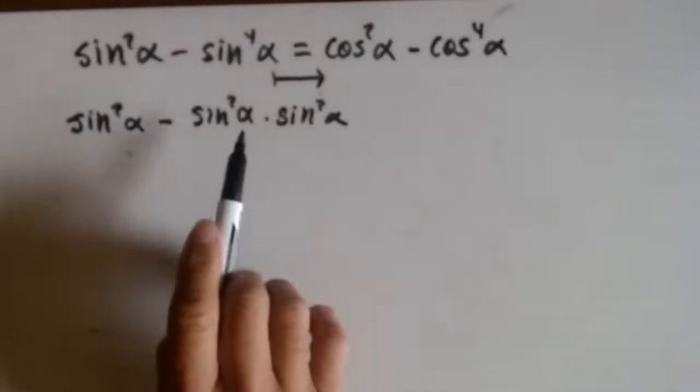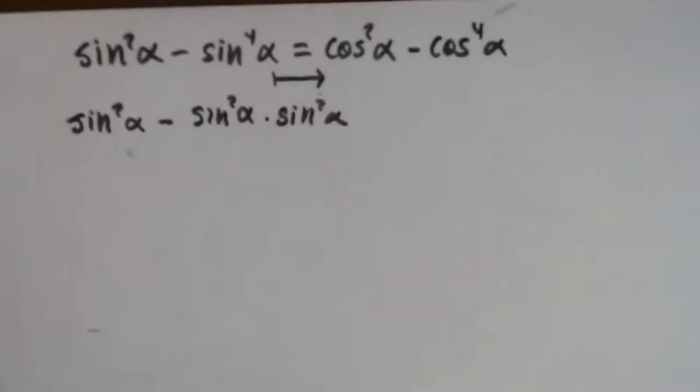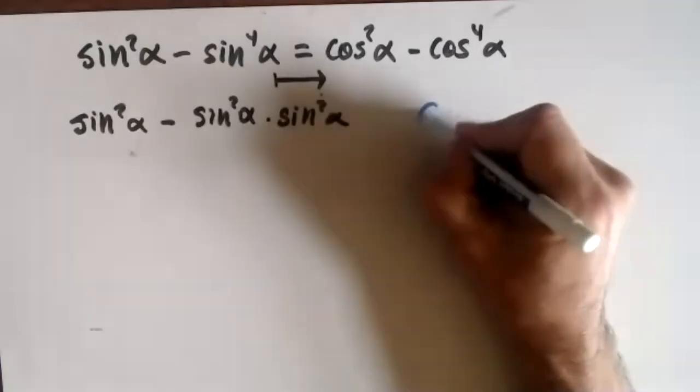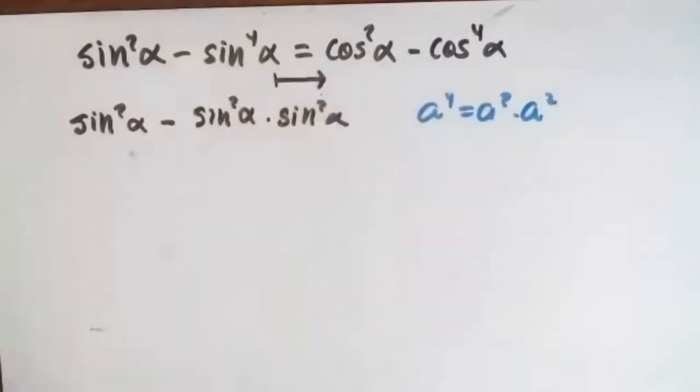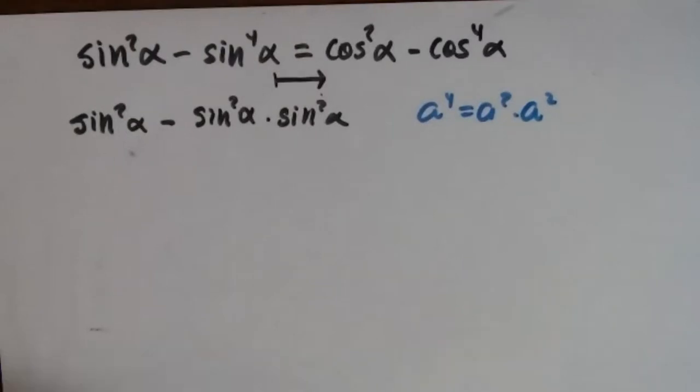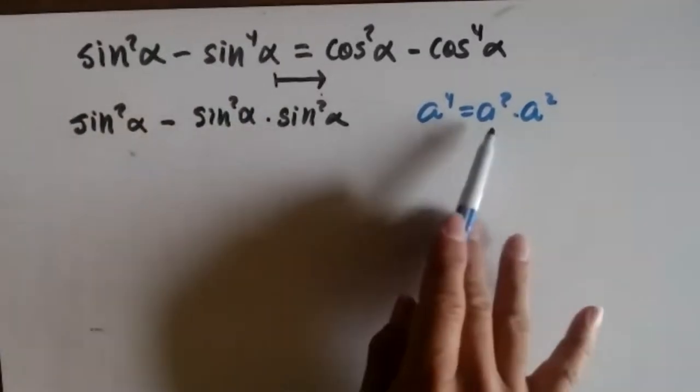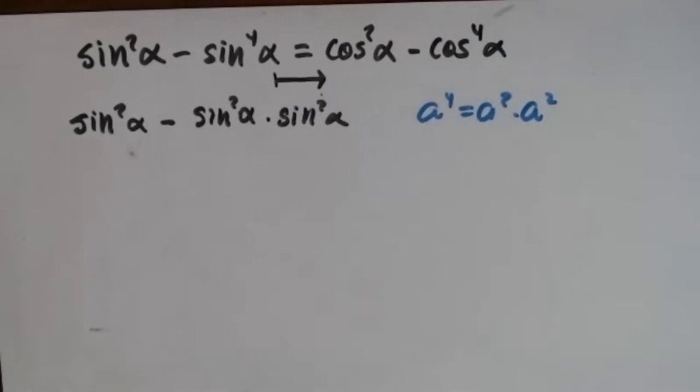So everybody knows this, right? Because you have a to the 4, this is a squared times a squared. You know that from algebra 1. So what I did is this 4 is 2 squares. So I put these 2 squares, right?